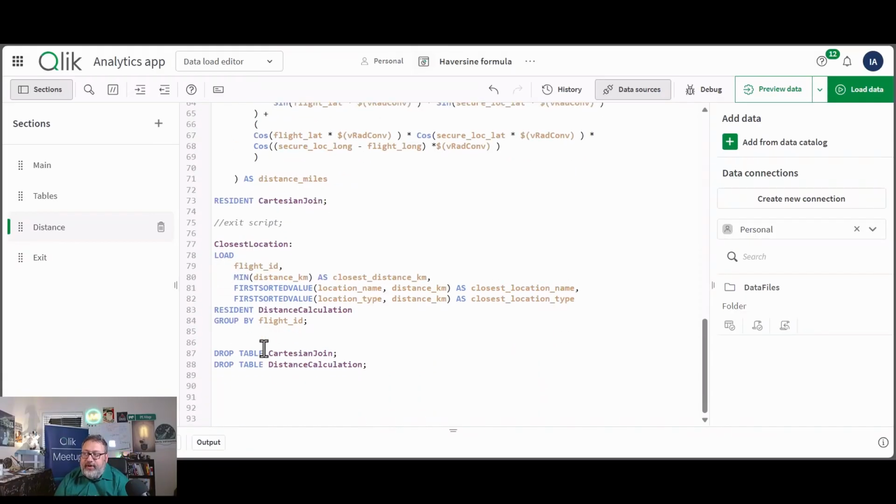How do I do it? Very simple. So I reuse that table, and I basically group by the flight, and then I get the minimum distance. And how do I get the location name and type for that distance? Well, we can use the FirstSortedValue function, which is a very useful function. I use it a lot for this type of situation. You do that, then you provide what column you want to get the value from, and what sort field you want to use, which is the distance in kilometers. And then you're good to go.